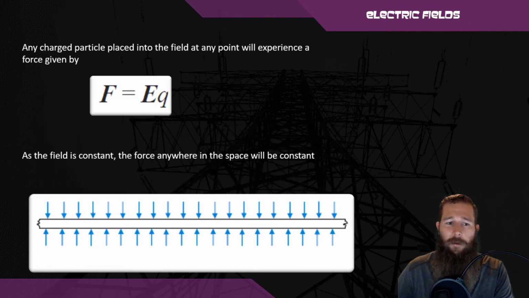Any charged particle that's placed in that field will experience a force, and that force is given by the equation: force is the electric field times the charge. Now, as the field is constant, meaning the field lines are spaced evenly apart, the force anywhere in that space will be constant. So it doesn't matter if the particle is here, here, or even further away, the force will be the same because of that spacing.